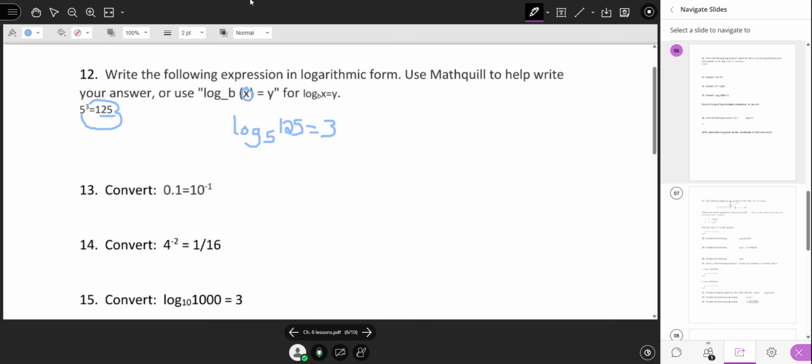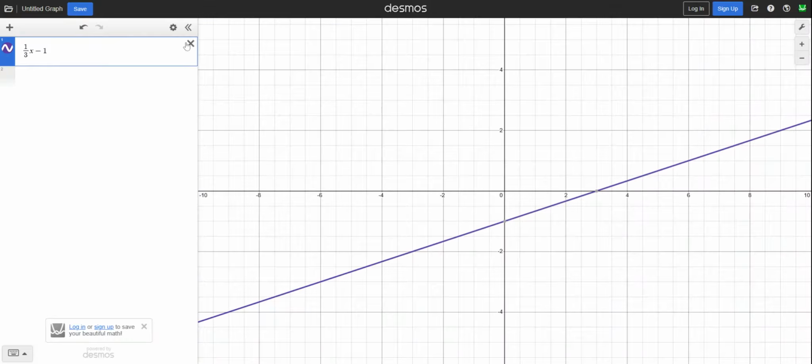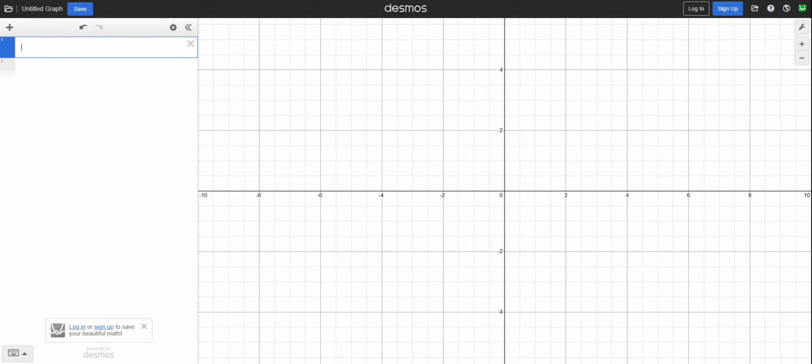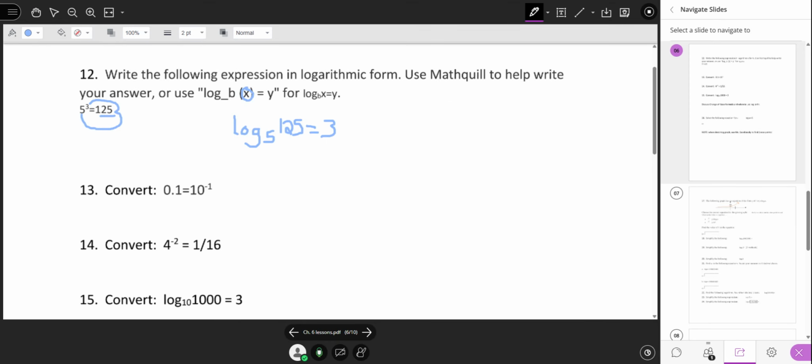Now, the nice part about this is I can use Desmos to check myself. So I type in log, shift minus, put in the 5, arrow to the right, 125, and it tells me that my answer is 3. So I can check myself with Desmos. Now, how cool is that?